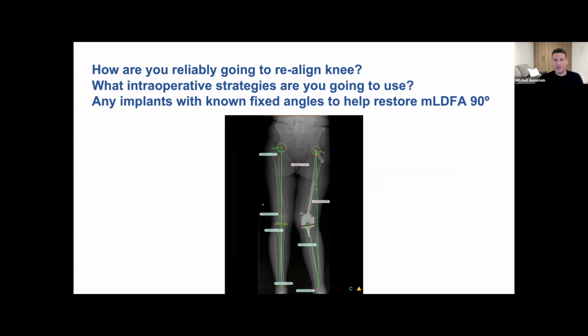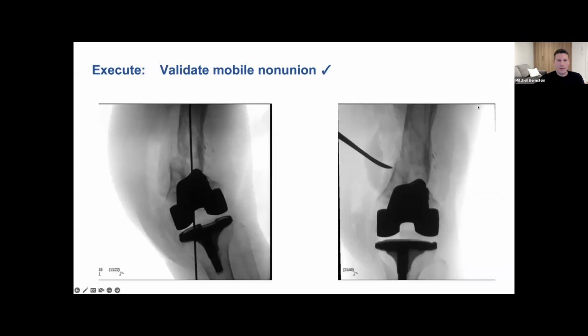In terms of alignment, things that I'd ask everyone to reflect on is how, you know, you've got to get this knee straight. How are you going to do that in the OR? What are your implants going to look like? How are you going to augment the bone stock, like Steven said? And you need to figure out how you're going to restore this MLDFA to 90.